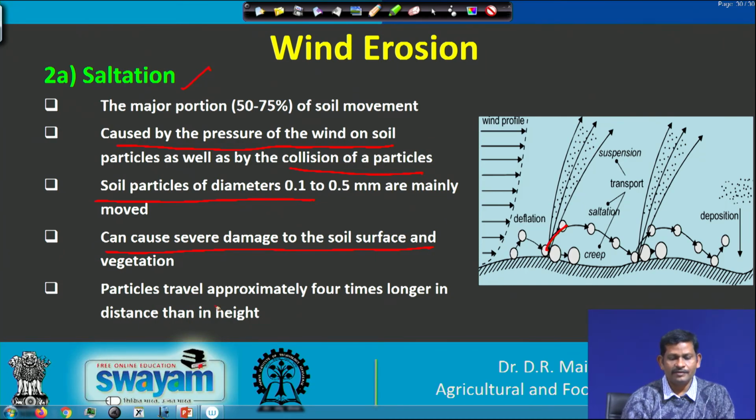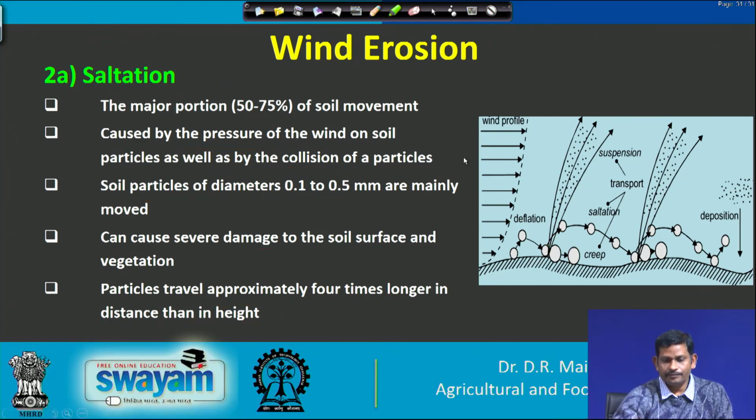Of course, the particles travel approximately 4 times longer in distance than the height. Whereas in splash erosion, when the raindrop hits the ground, the horizontal distance, the spread, is equal to 3 times the height of the lift. So, in this case it is 4 times, so that is the only difference.